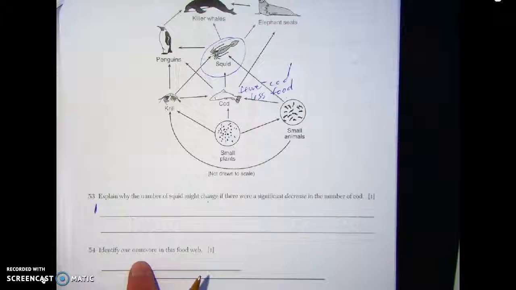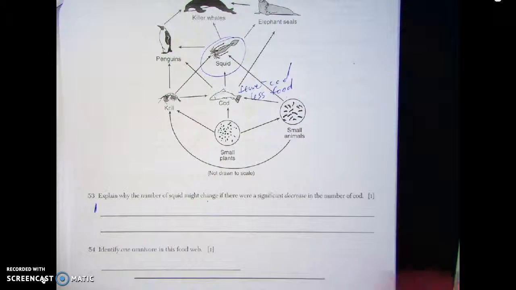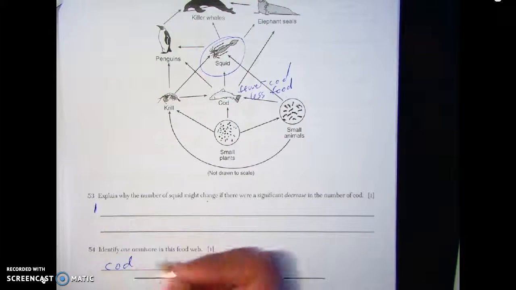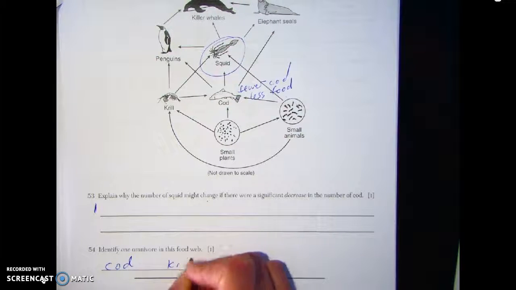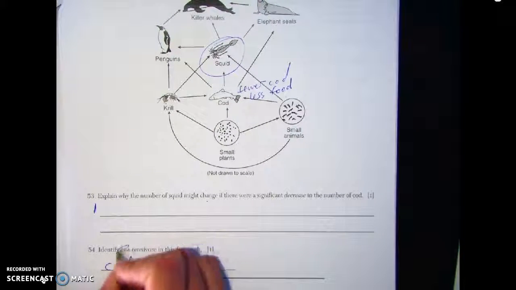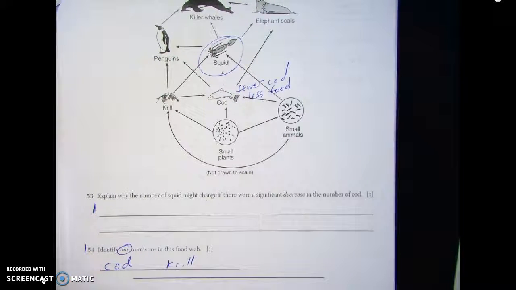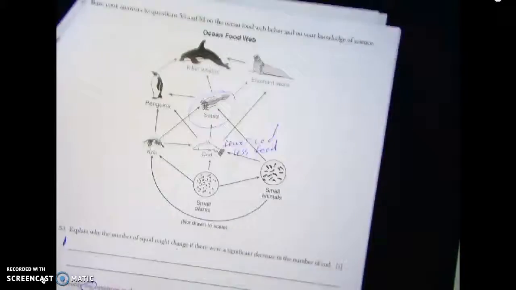It says to identify an omnivore. That would be an animal that eats both animals and plants. And you could tell by the arrows. So you have a couple of options here. You could have put cod, or you could have put krill. Okay, you only needed one, but either of them are okay, and that'll get you the point for 54. And again, keep track of those points. I'm going to ask you to add them all up when we get to the end.